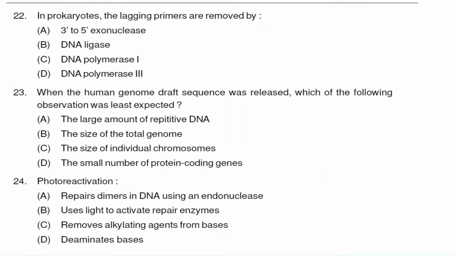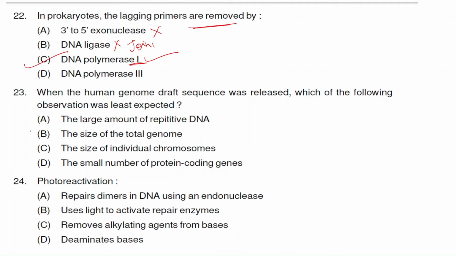Next, question number 22. In prokaryotes, the lagging primers are removed by. Options are A, 3' to 5' exonuclease activity. No. DNA ligase. No, absolutely not. DNA ligase is for joining. DNA polymerase 1. Yes. Option number C will be the answer. Lagging primers are removed by DNA polymerase 1.